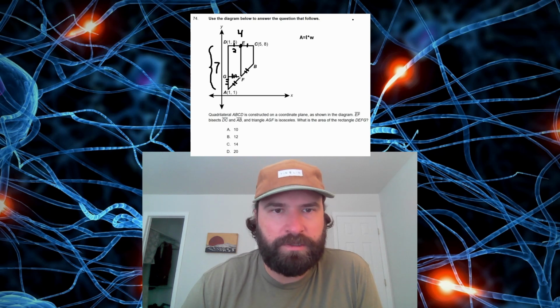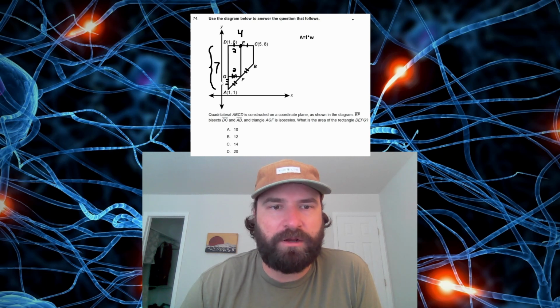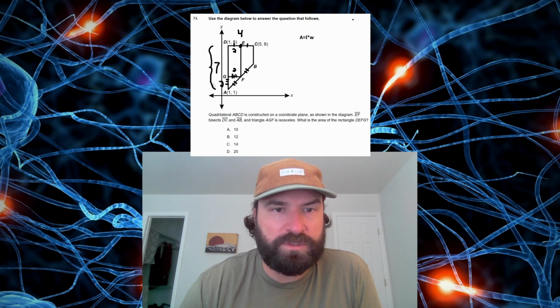Well, we know that this side down here, if this is a rectangle, is the same as the top. So this piece is 2. And since this is an isosceles triangle, this side also has to be 2. So the length of this rectangle is the whole side, which is 7, minus the 2. So this piece here is 5.